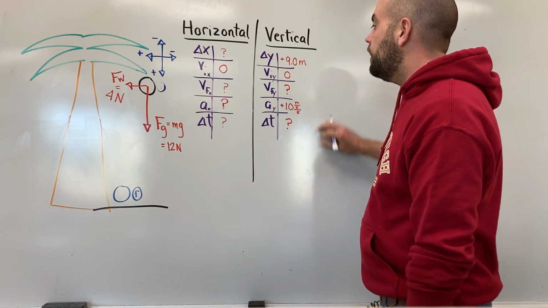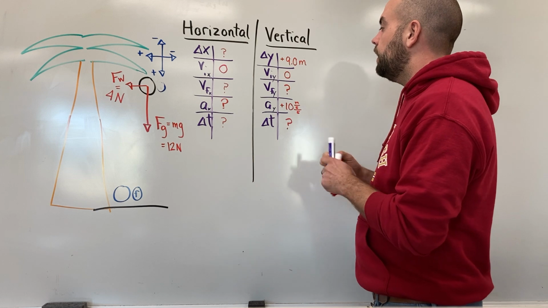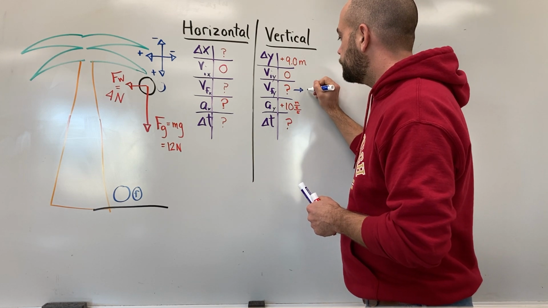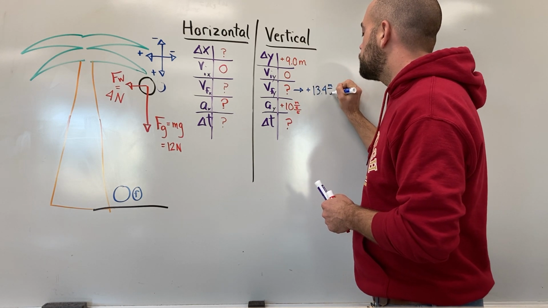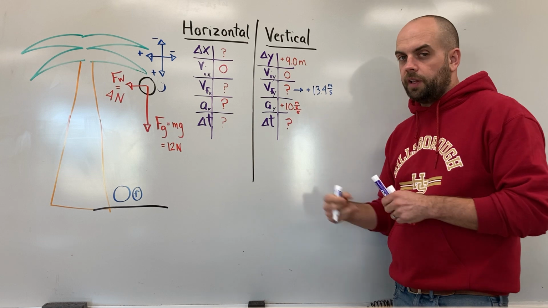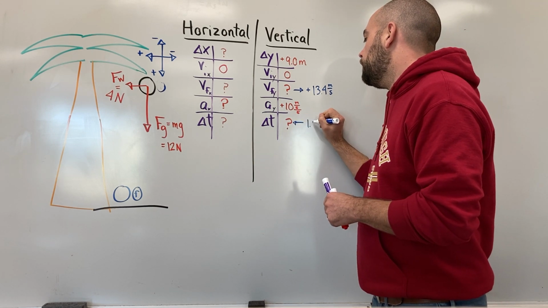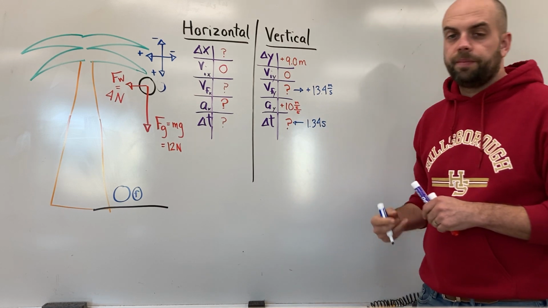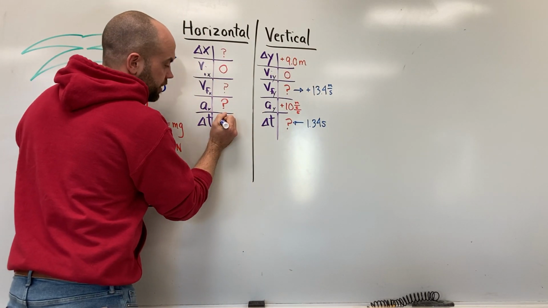And I can use any of my equations of motion to figure out that the velocity of this coconut right before it hits the ground will be positive 13.4 meters per second. That's that vertical velocity right before it hits the ground. And the time will be 1.34 seconds. That's how much time it'll take. That'll also be the horizontal time that the coconut is traveling for.